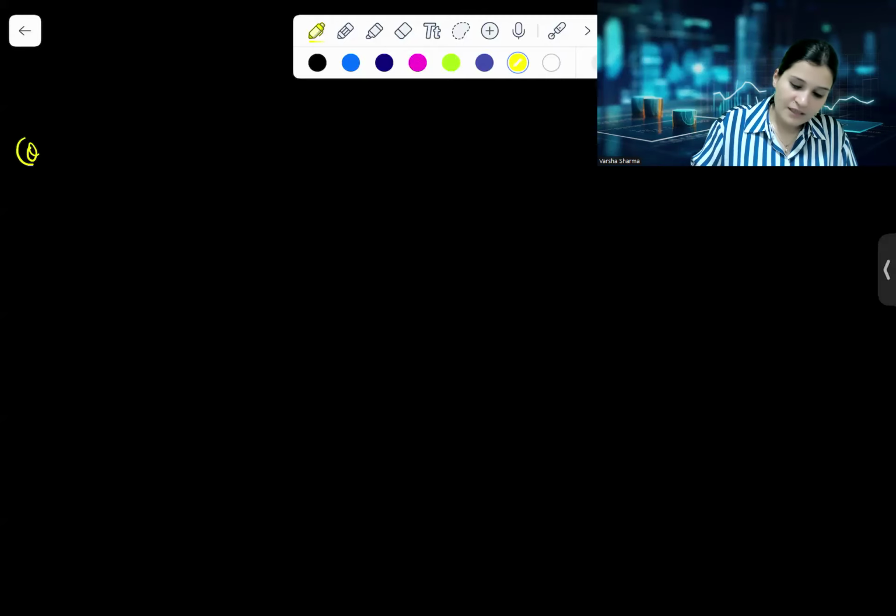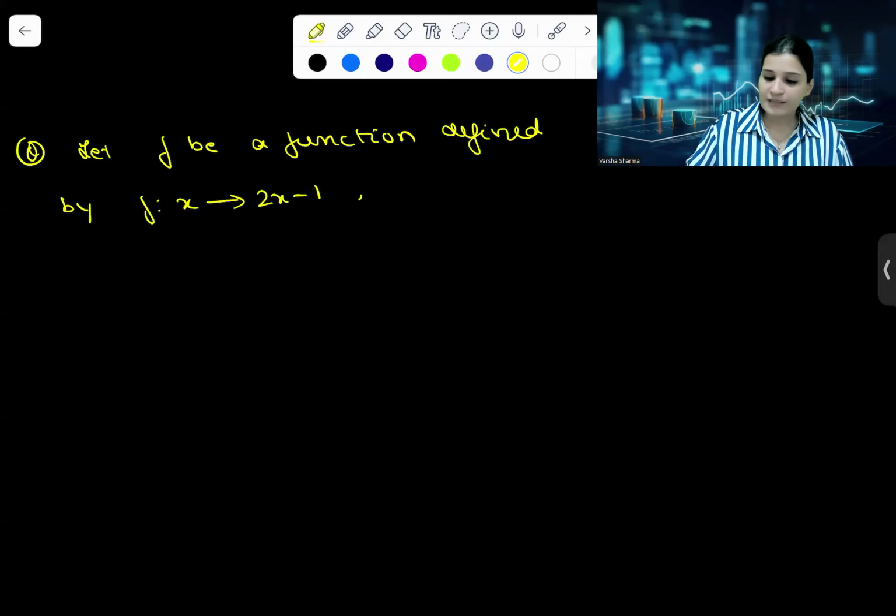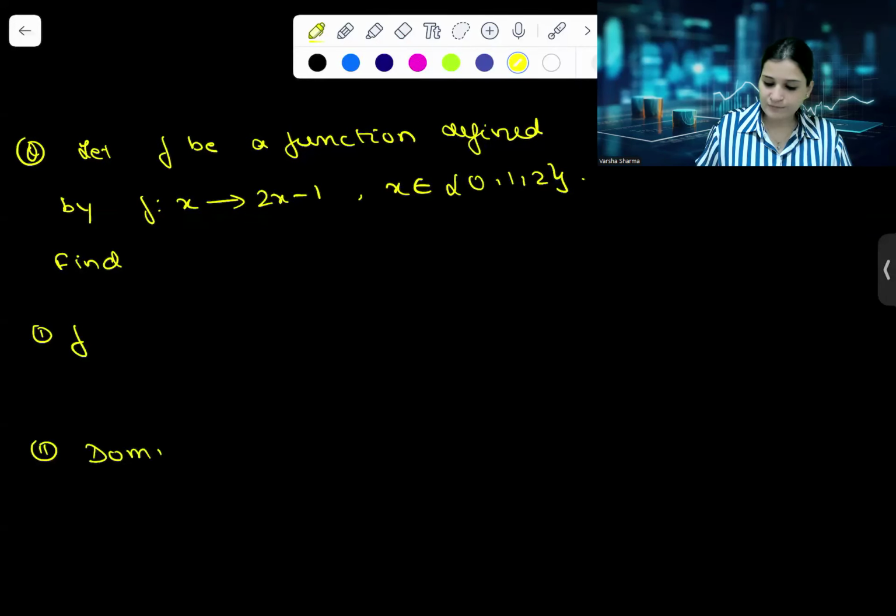Question. Suppose I tell you, let f be a function defined by f is from x to 2x minus 1, where x belongs to {0, 1, 2}. Find number 1, f; number 2, domain; number 3, range. Try the sum first.